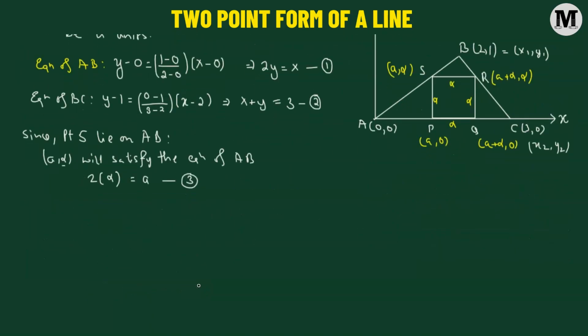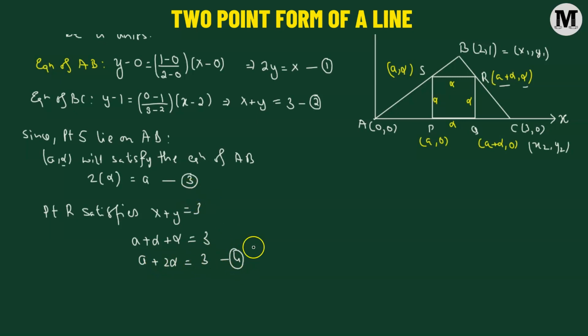Then we have point R. So point R is going to satisfy the equation of BC. So we can say point R satisfies the other equation, which is x plus y equals 3. So here also we can replace the value of x with the x coordinate of R and the value of y with the y coordinate of R. So we have a plus alpha plus alpha equals 3. So that gives us a plus 2 alpha equals 3. That is equation number 4.